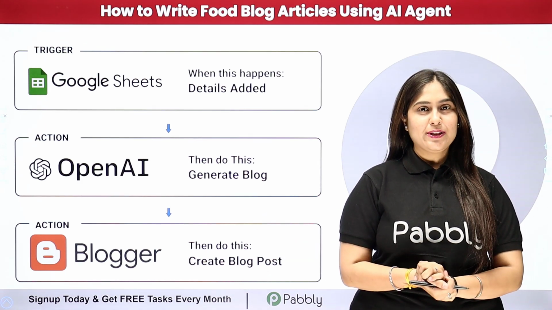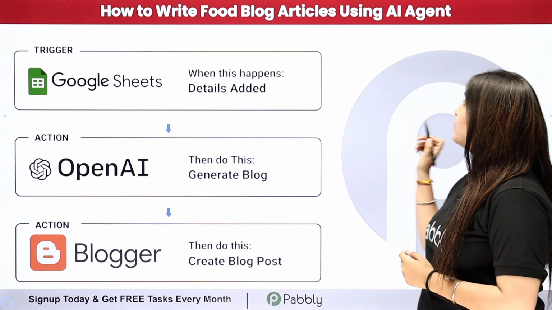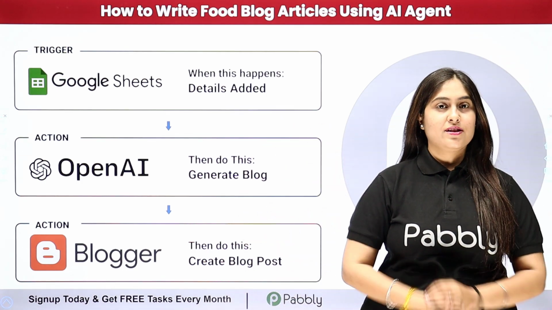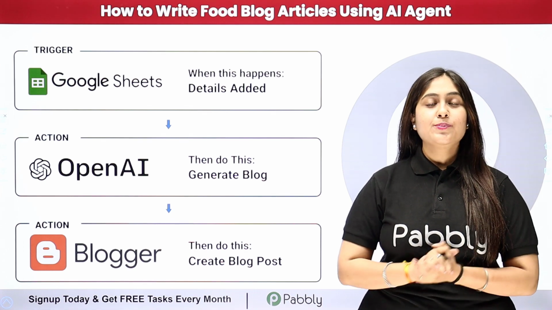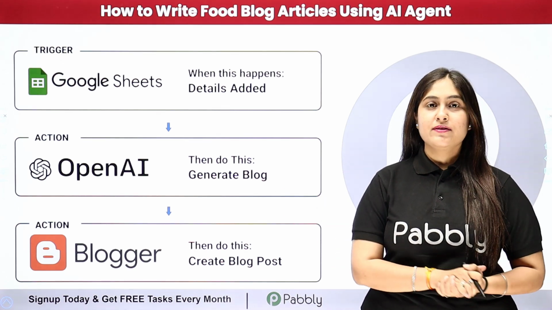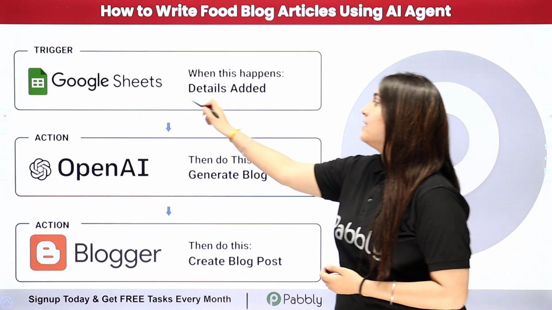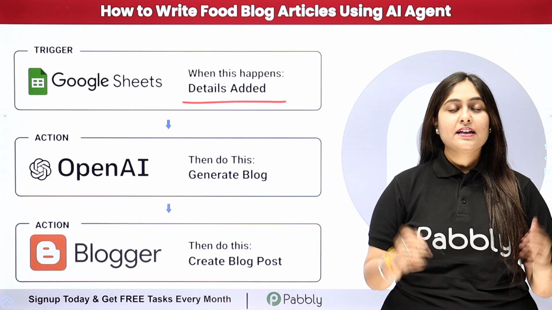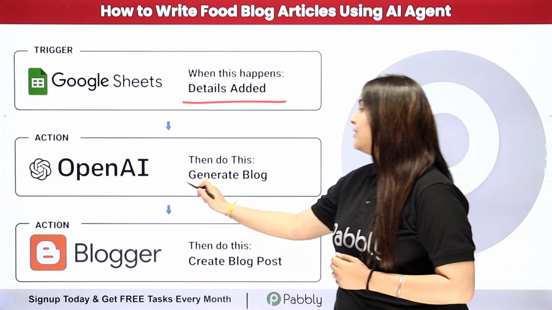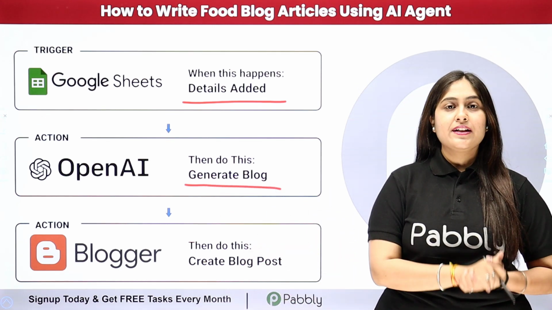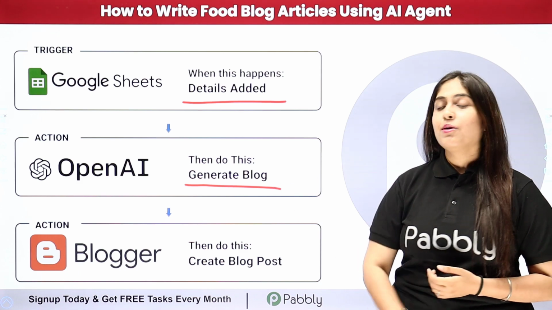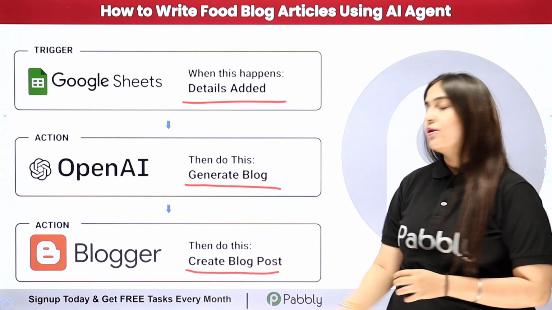In this video we are going to understand how to write food blog articles using AI agent. So as a food blogger, I want to post blog articles on my Google Blogger regularly. So now here my objective is that when I'm going to add a new blog details in my Google Sheets, then automatically using the details, OpenAI should generate the blog articles, and after generating the blog articles, automatically that blog article should be posted on my Google Blogger account.